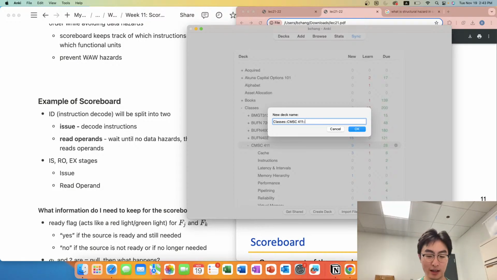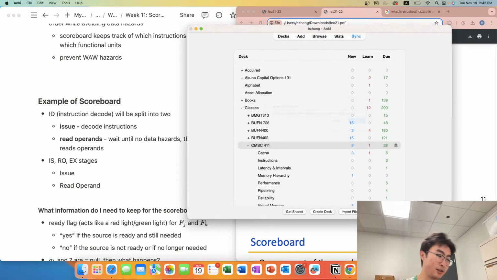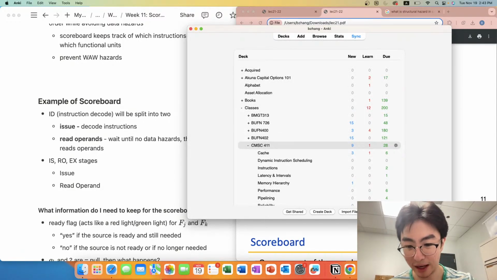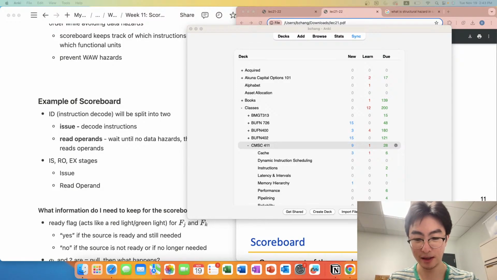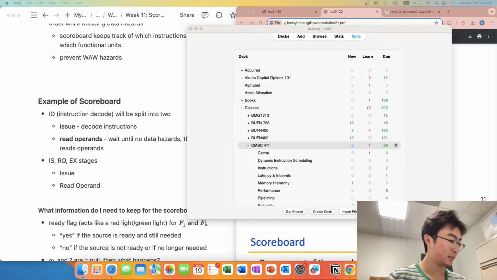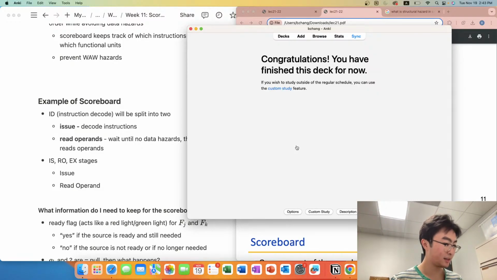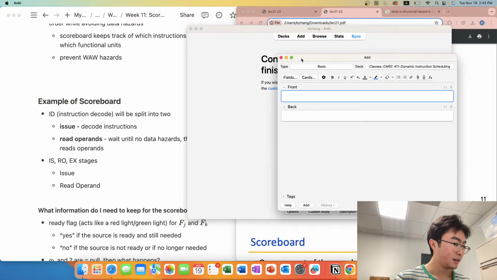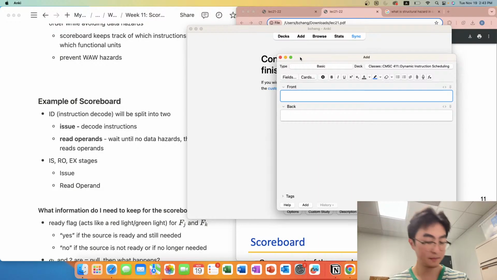What should I call this deck? Dynamic instruction scheduling. That's a mouthful, but I think it should be okay.